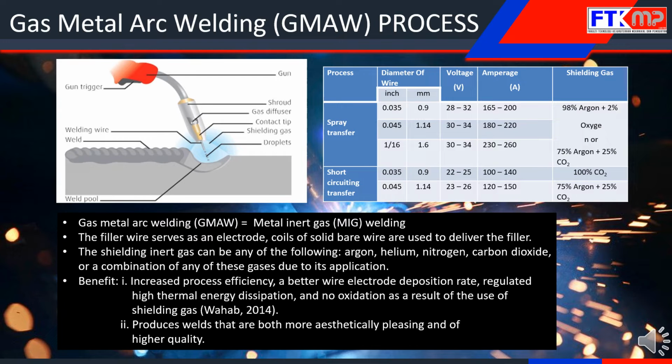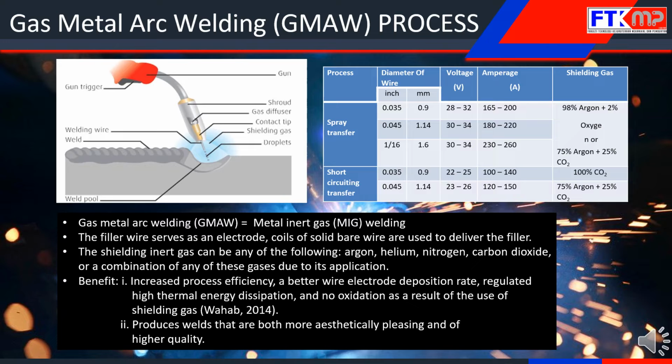The typical parameters for welding mild and low alloy steels using GMAW are presented in the table. When welding mild and low alloy steels, these two methods of metal transfer are typically used as parameters in the welding process. Depending on the application, alloying elements are in the wire, and the shielding inert gas can be any of the following. It can be argon, helium, nitrogen, carbon dioxide, or a combination of any of these gases.